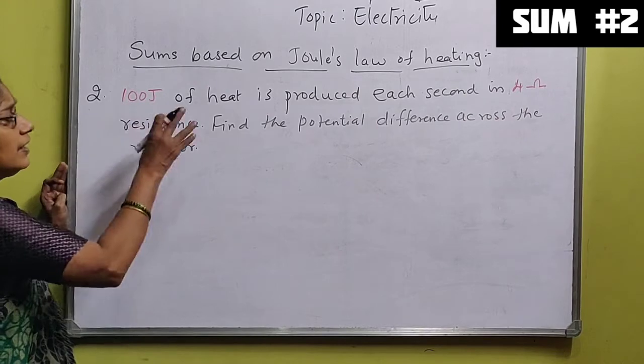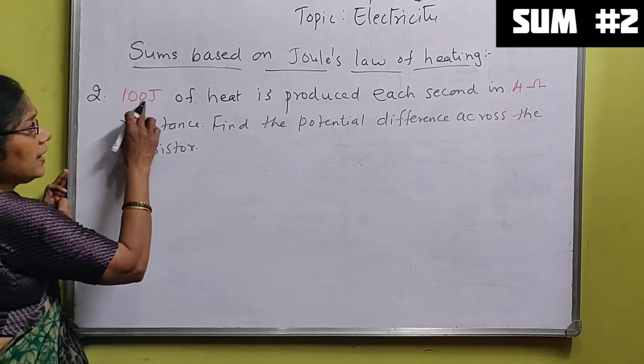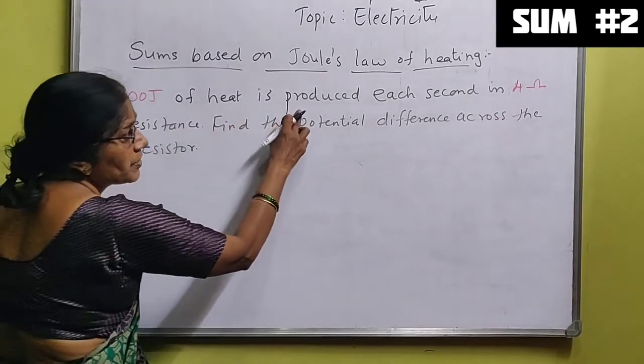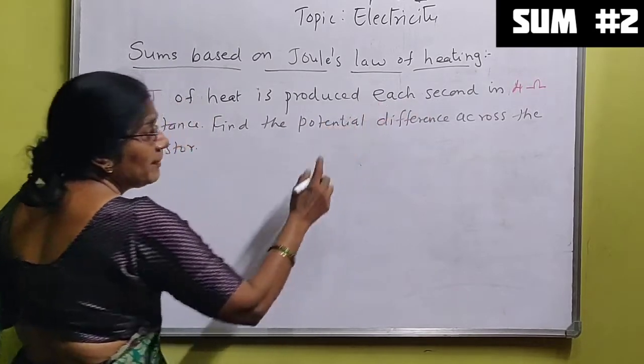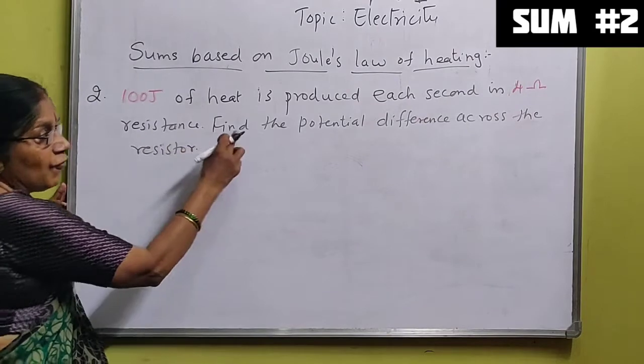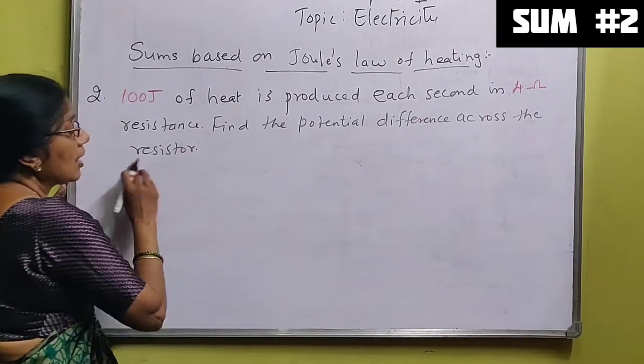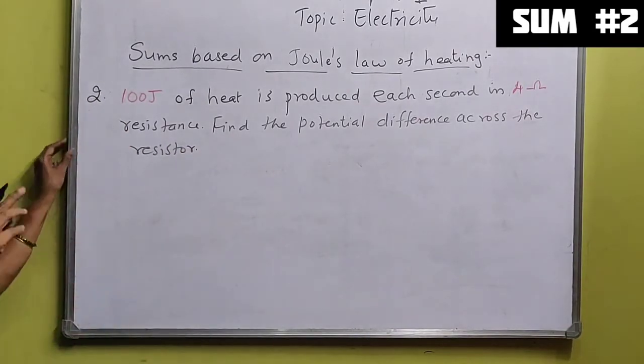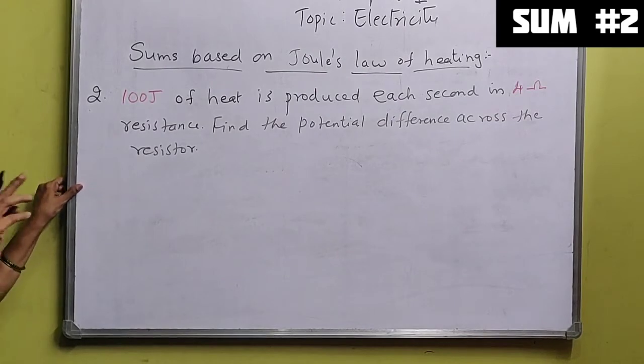Now let us see the second sum. 100 joules of heat is produced each second, each second means 1 second, in 4 ohms resistance. Find the potential difference across the resistor. To find out the potential difference, we need the current.